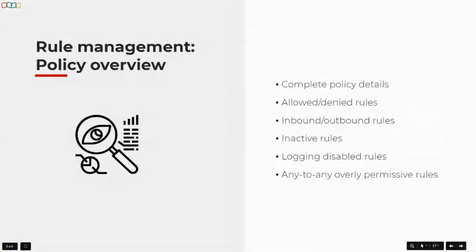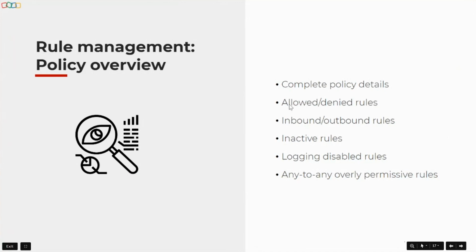Under the rule management module, we're going to first look at the policy overview report, which gives you the visibility to all the rules that are written on the firewall. You can filter the rules according to the allowed or denied rules, inbound or outbound rules, inactive rules, logging disabled rules, and also any-to-any overly permissive rules. In addition to this, you can always download and analyze the list of rules that are present in any or all of the firewall devices. With this, Jim is now able to get visibility into the complete list of rules in the firewall.